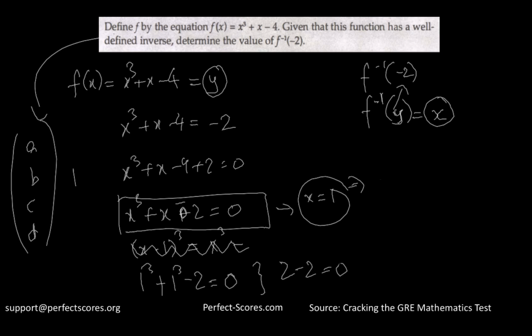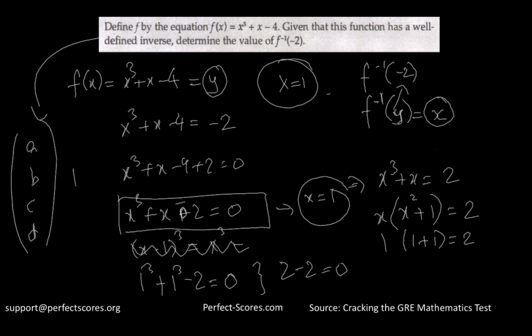Another way of solving this is you can say x cubed plus x is equal to 2. Then you take the x out, you say x squared plus 1 is equal to 2. Right, now you just see what values can satisfy. 0 will not. 1 is something which will satisfy. That means 1 is the answer. So x is equal to 1 is actually the answer.